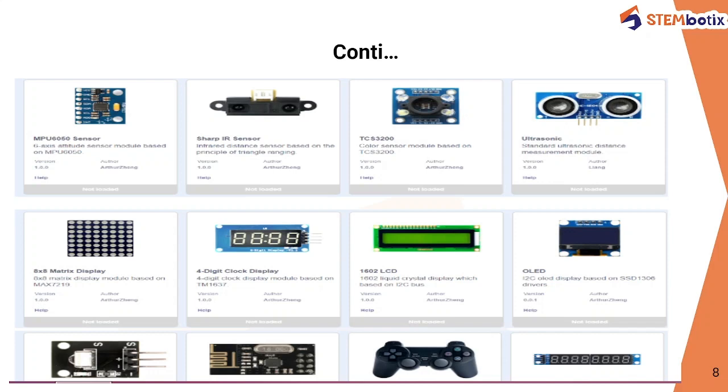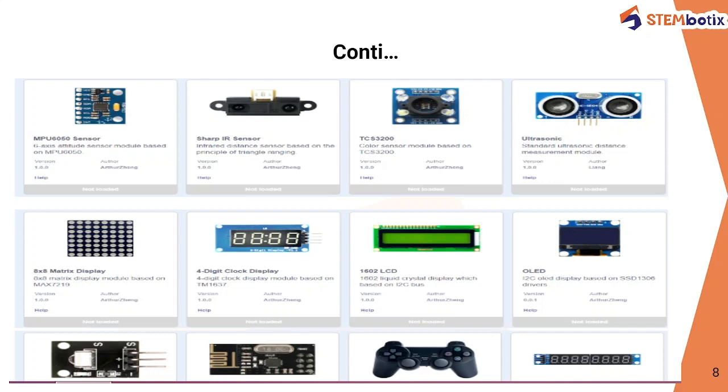Next one is an IR sensor, which is an infrared distance sensor module based on the principle of triangle ranging. We will study it in our next videos. But let's see the extension of the Sharp IR sensor. By adding this extension in our Blockzy software, we can write our code on the basis of the infrared sensor, and easily add this code of our IR sensor to our programming.